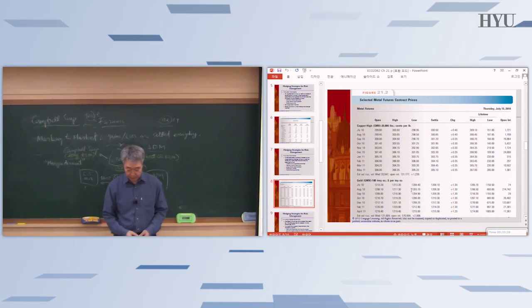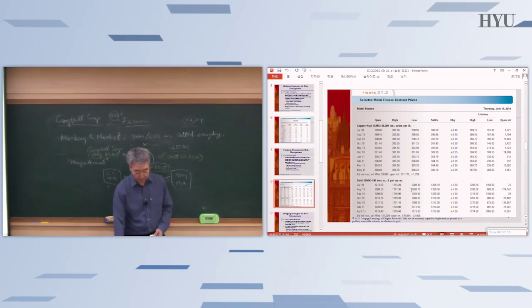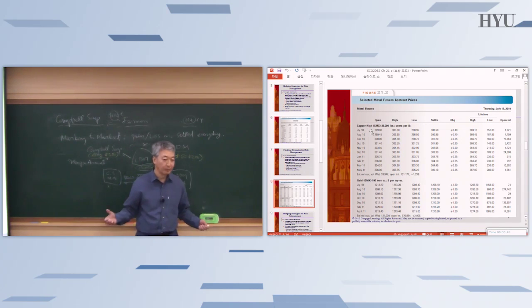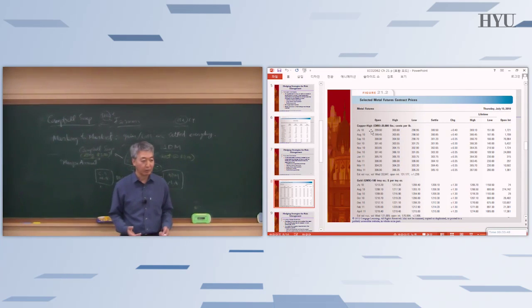Okay, so here is just an example of some futures contract prices. If you look here, it says copper, high, CMX. I guess this "high" means high quality, or high oxygen content, whatever. I don't know much about copper. So this "high" means some quality, because there can be different levels of quality in copper.